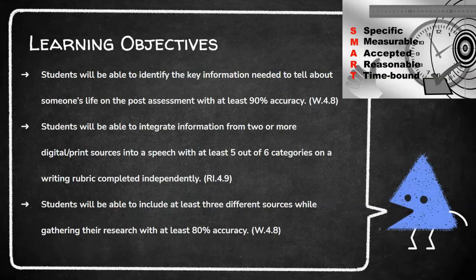Okay, for the learning objectives, we focused on 3 of them. 2 are writing and 1 is reading informational text. We want students to be able to identify key information about somebody's life with at least 90% accuracy on a post-assessment. We would like students to be able to integrate information that they gather from research from at least 2 or more sources into a speech and a presentation with at least 5 out of 6 categories in a rubric completely by themselves. The 3rd objective would be focusing on collecting those sources, at least 3 different ones, with at least 80% accuracy.